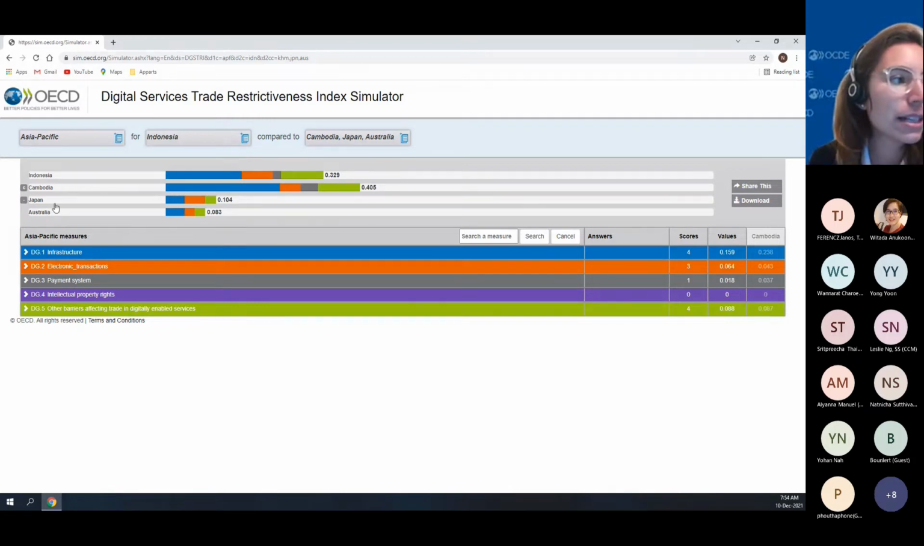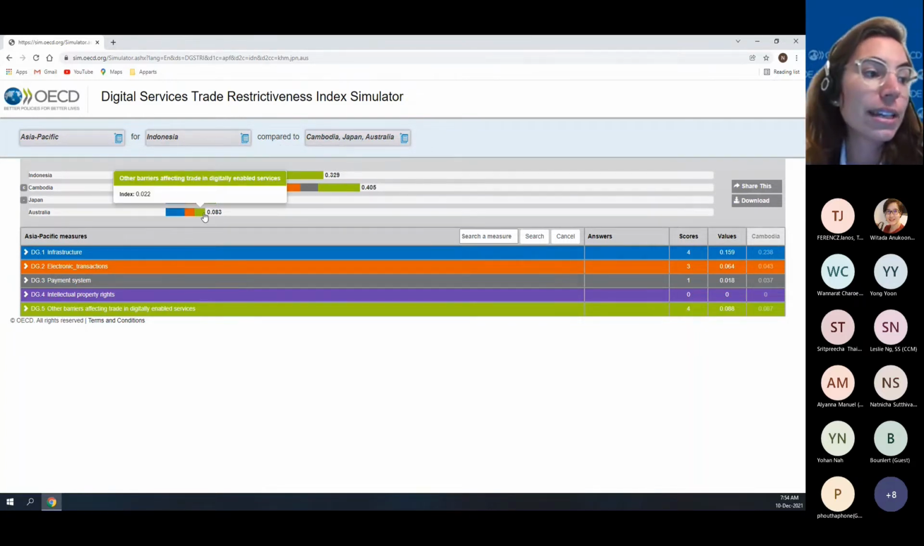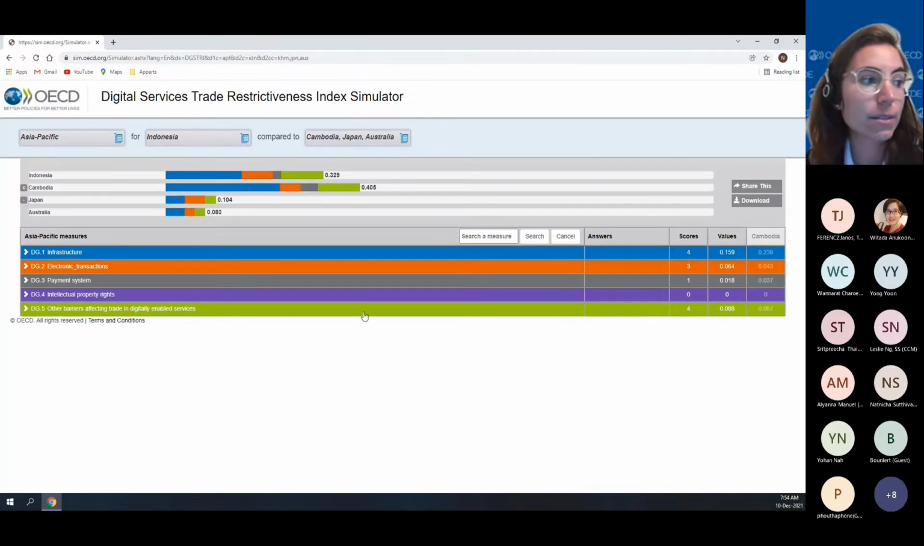Here, as we compare it to Japan and Australia, we see that the restrictions on infrastructure are much lower, that none of these best performing countries have the restrictions on payment systems, and also the restrictions in the policy area called other barriers affecting trade in digitally enabled services, that, as you had rightly asked before, includes local presence, commercial presence, performance requirements, etc. These are much lower than what we find in our target economy, that is Indonesia.